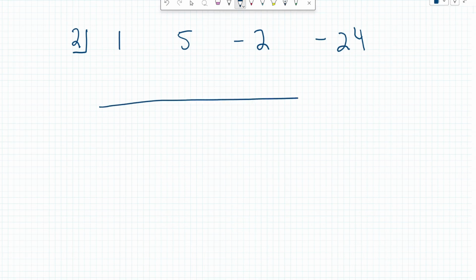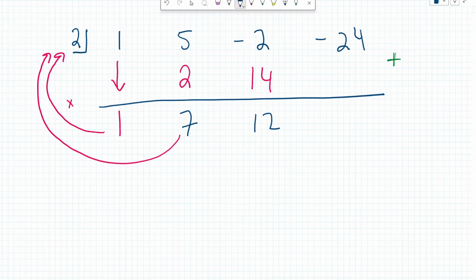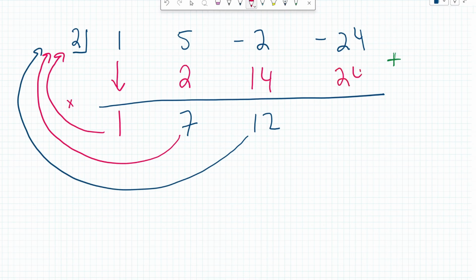Let's go through the process of synthetic division. We bring down our first number, which is 1. We then multiply this number by our c value, and we get 2. And then we add all the numbers in our column. So we have 5 plus 2, which is 7. We repeat this process. 7 times 2 is 14. Negative 2 plus 14 gives us 12. Then we do 12 multiplied by 2, which gives us 24, and negative 24 plus 24 is 0.